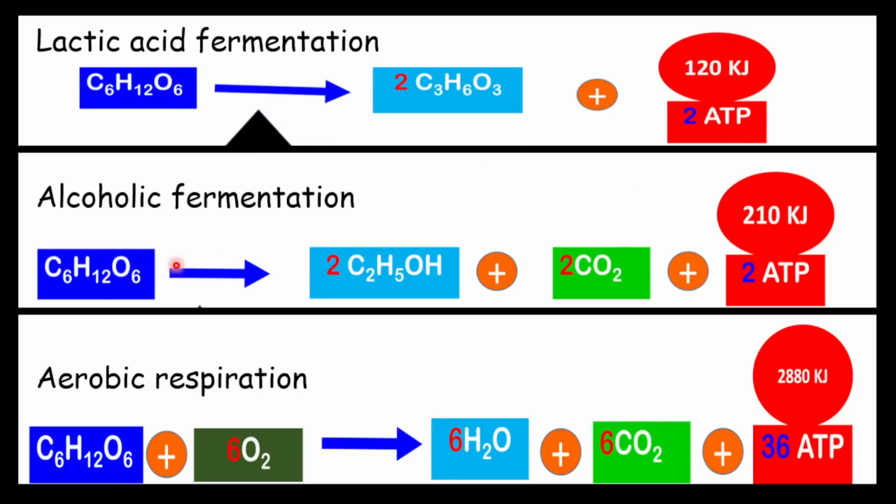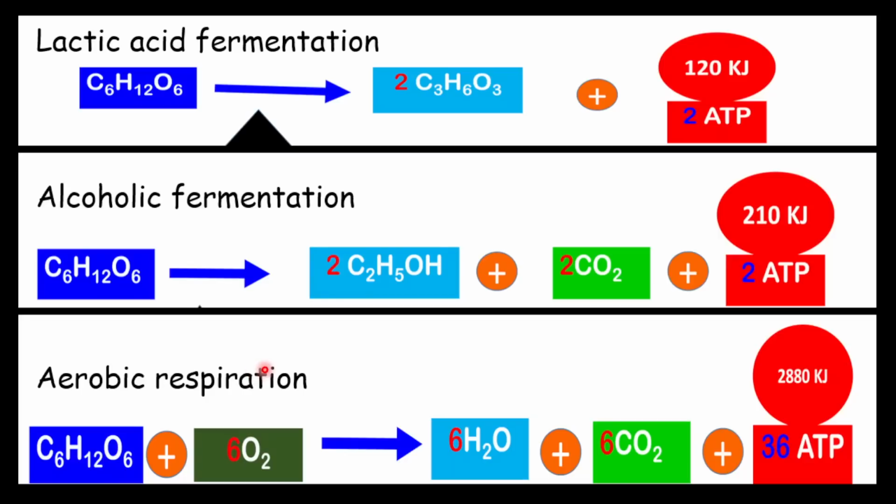For alcoholic fermentation, you get a little bit more energy than lactic acid. Alcohol is produced, which is ethanol. You get carbon dioxide, and if you're baking bread using yeast, then definitely you get carbon dioxide to make the bread rise. And the amount of energy you get out of that is 210 kilojoules of energy.